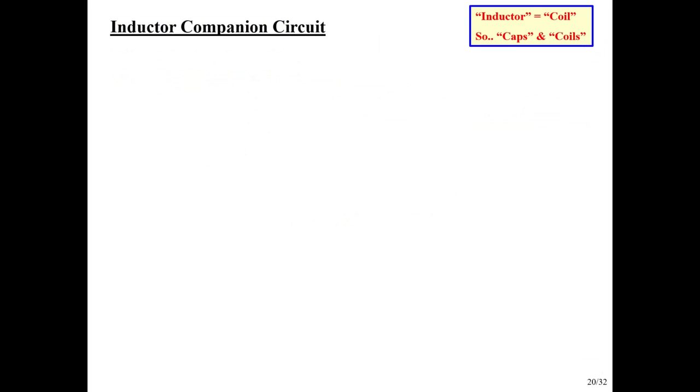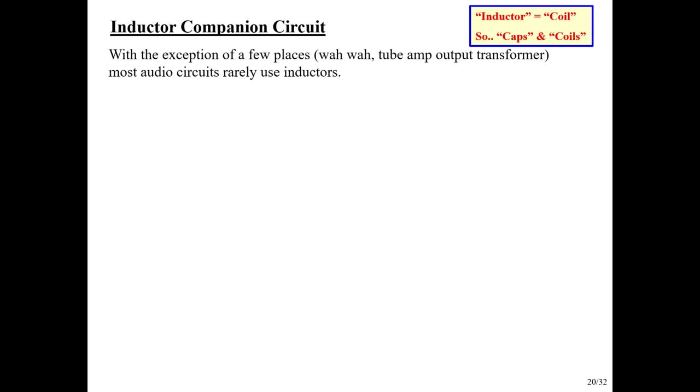Okay, let's do the same thing for the inductor. So an inductor is a long word, 3 syllables, hard to write, hard to say, so I will often just call it a coil because that's how it's made. It's just a coil of wire on a ferromagnetic core, okay? So I like to think of them as caps and coils. It's just a very convenient way to say it.